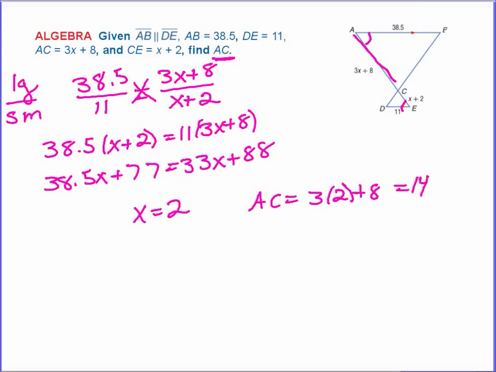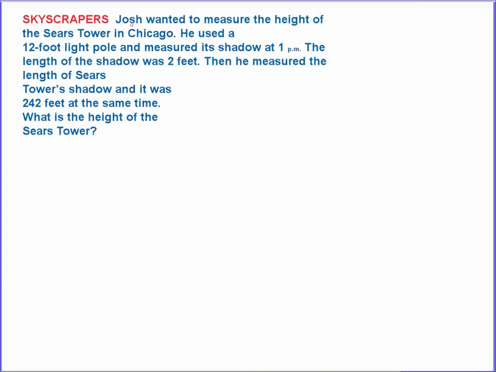Our last problem here. Josh wanted to measure the height of the Sears Tower in Chicago. He used a 12-foot light pole and measured its shadow at 1 p.m. So 12-foot light pole. The length of the shadow was 2 feet. He then measured the Sears Tower shadow, and it was 242 feet at the same time. So we want to know the height of the Sears Tower.